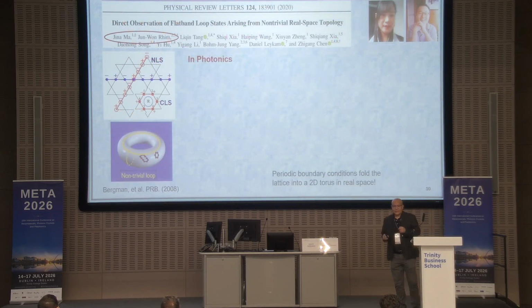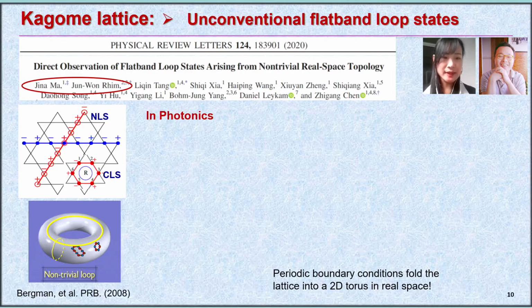Like I said, there is a lot of research, even in photonics, in different groups. Here I only focus on research from my group. One example is what's called the unconventional flat band or loop state. This starts from Bergman in 2008. He has a theory paper saying that in a flat band lattice you can have compact localized states because of destructive interference. They form a compact state that occupies only a few sites.